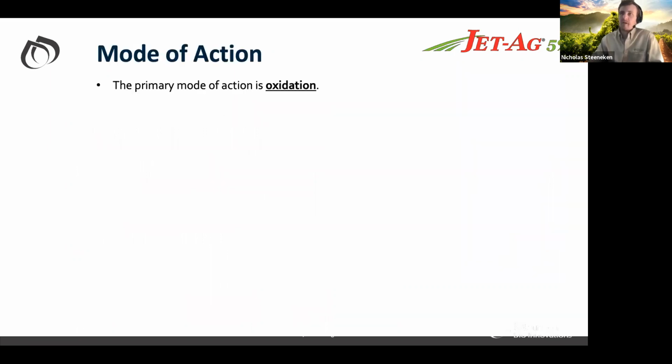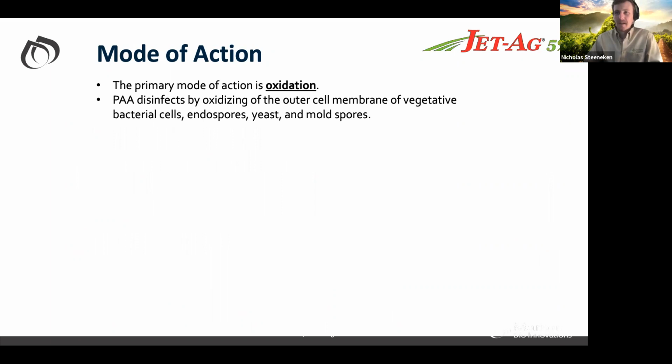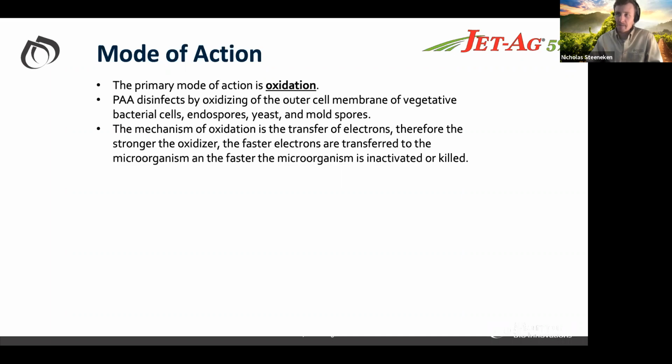So here we'll get into a little bit more about the mode of action. The primary mode of action is oxidation. So peracetic acid disinfects by oxidizing the outer layer of the cellular membrane of vegetative bacterial cells, endospores, yeast, and mold spores. So if you're a spore, you do not want to contact JEDAG, that would be a very bad day.